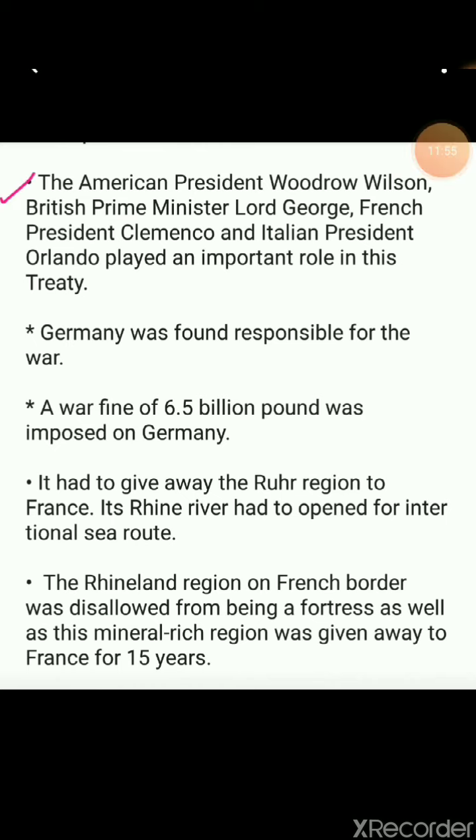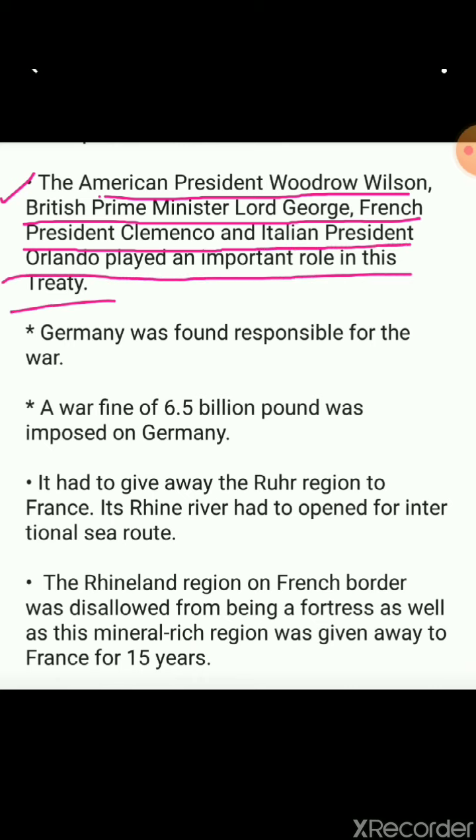Next, the American President Woodrow Wilson, British Prime Minister Lloyd George, French Prime Minister Clemenceau, and Italian Prime Minister Orlando played an important role in this treaty. The American President, the British Prime Minister, the French leader and the Italian leader played a very important role in forming the provisions in the treaty.